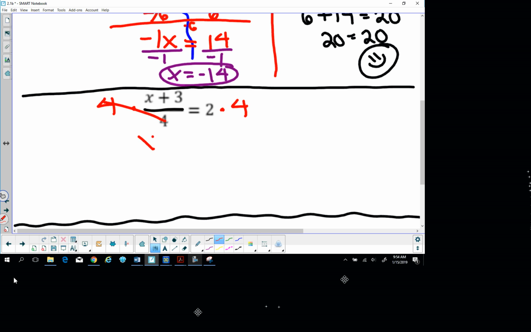And so you end up getting x plus 3. And what's 4 times 2? 8. Now you can see it's just a one-step equation. Then what's the inverse of adding 3? Subtract 3. You end up getting x equals 5.